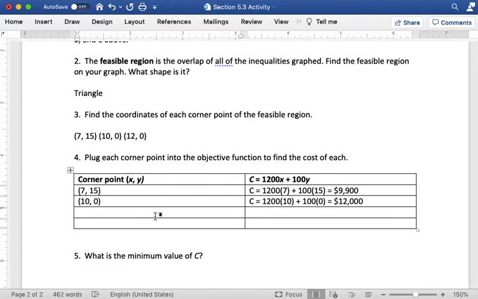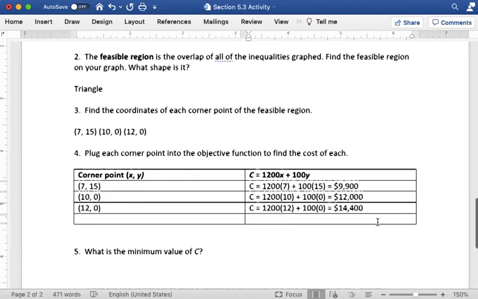The last point I don't really need to plug in terms of finding the answer because I know that if 10 buses is not the cheapest option, then 12 buses obviously is not going to be the cheapest option either. It's definitely going to be more than 10 buses, but I will plug it in here just to get the value for how much that's going to cost, and when I do that, I should get $14,400. So those are the 3 possibilities, and those are the 3 costs.